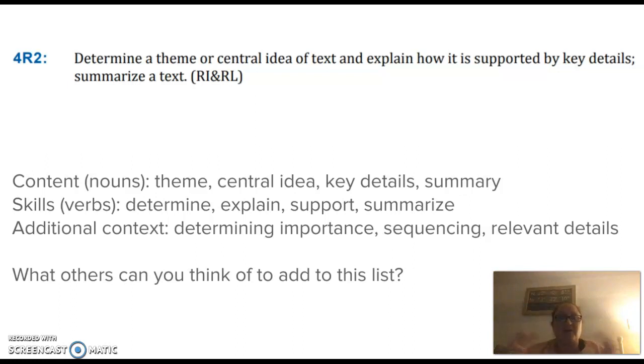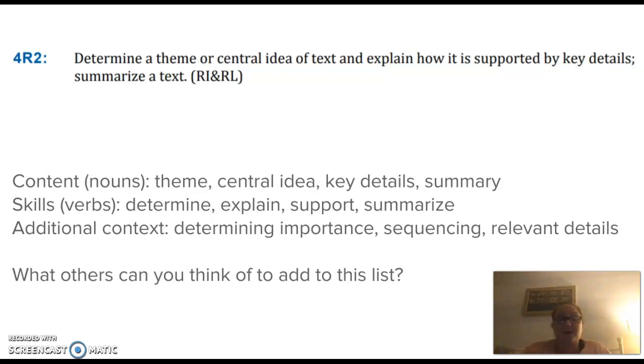Now, when I think about overall context or additional context, determining importance is so important because students have to find key details. Well, what makes a key is the importance, right? Sequencing absolutely comes into play because of those key details, but also to be able to appropriately summarize. And then relevant details, which kind of goes back to the determining importance. What's relevant versus irrelevant? Okay?